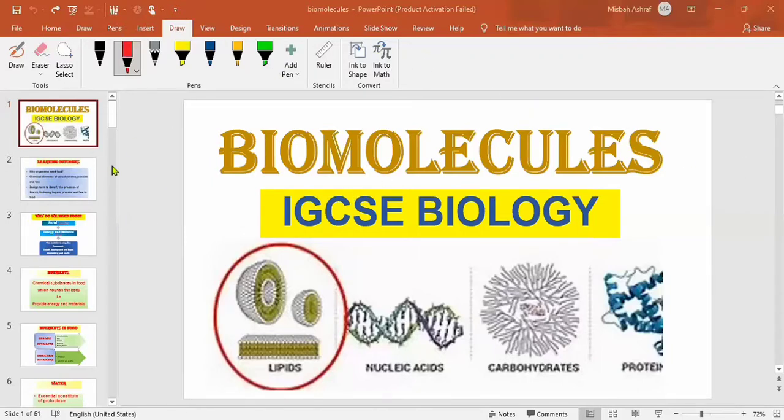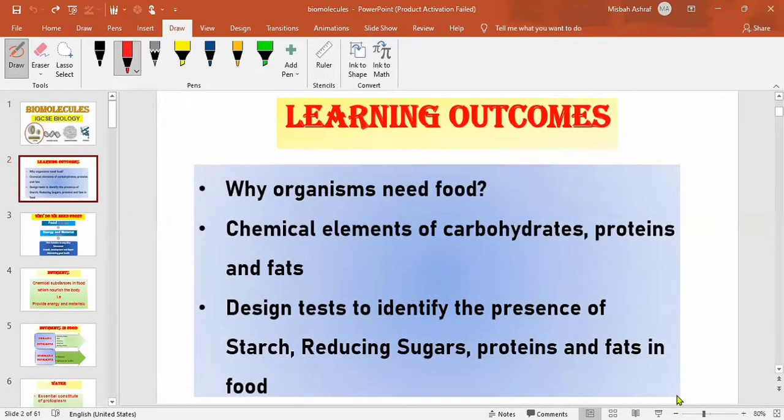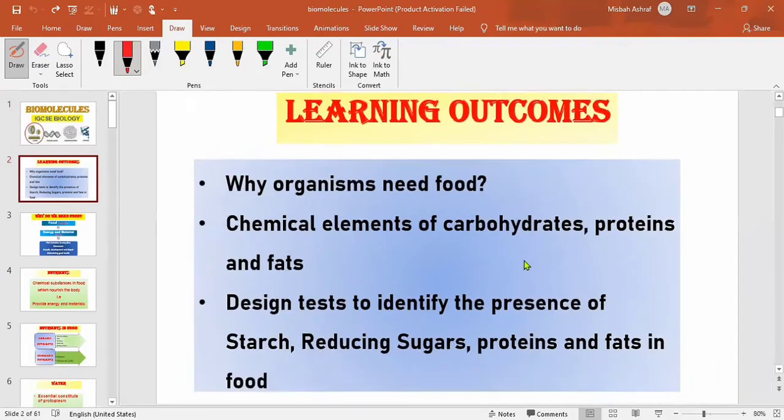Okay, next, this chapter is biomolecules. Biomolecules are the molecules which are present inside living organisms. In this chapter, we are going to study the nutrients which are present inside the food, the functions played by these nutrients in our body, their sources, their importance, and their composition, that is, what these nutrients are made up of.